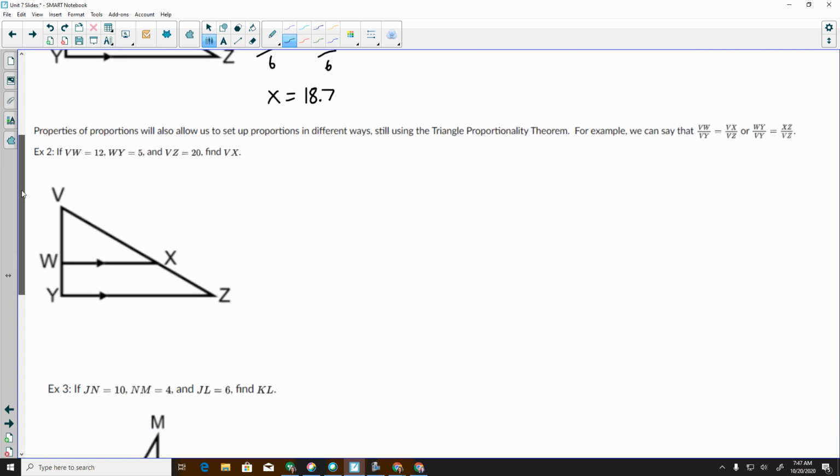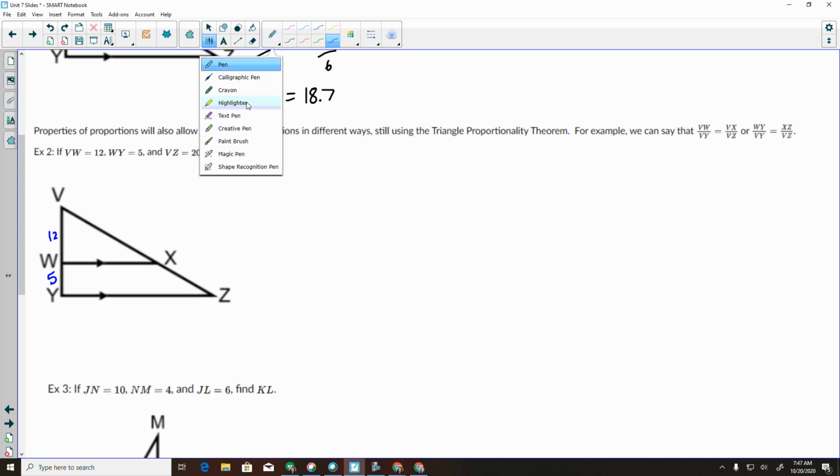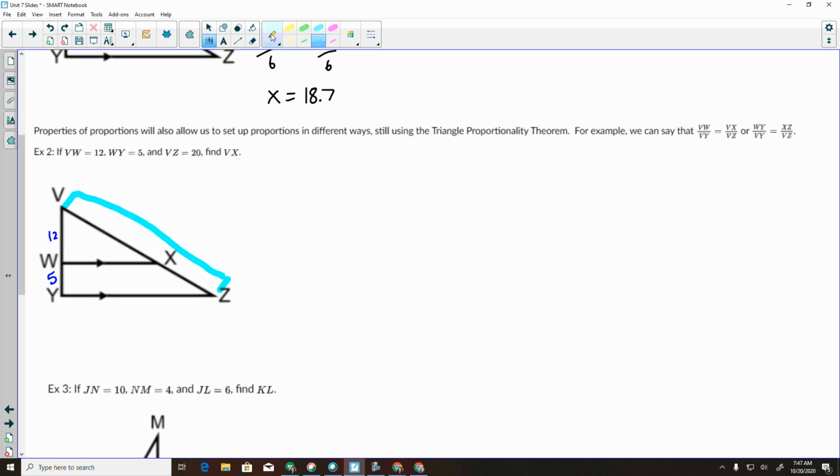We can also use another strategy when we're doing proportions. So let's say we have these sides that we're given instead. VW is 12, and then YW is 5. VZ, check this out, from V all the way to Z. I really want to be careful that we understand it's from here all the way to here. That whole entire distance is 20. And then we just need to figure out the distance from V to X, which is just from here to here. That is our unknown now. We know this whole thing is 20, and we're just trying to find this small little piece here.